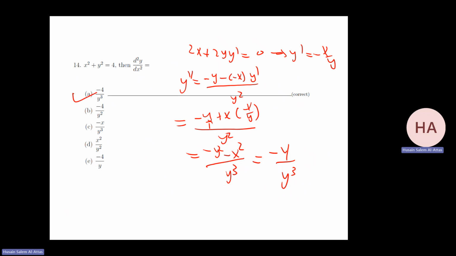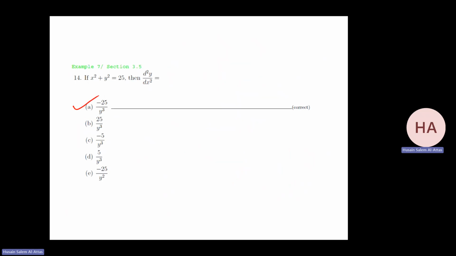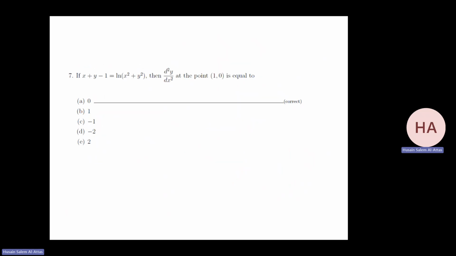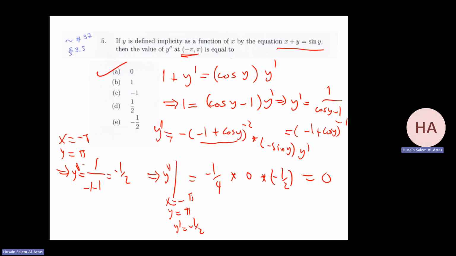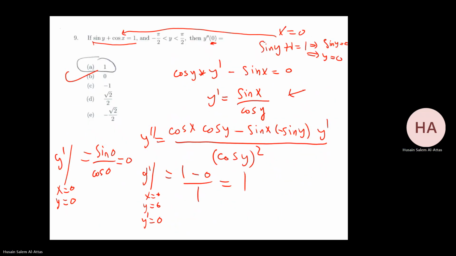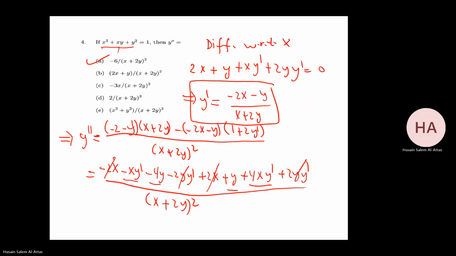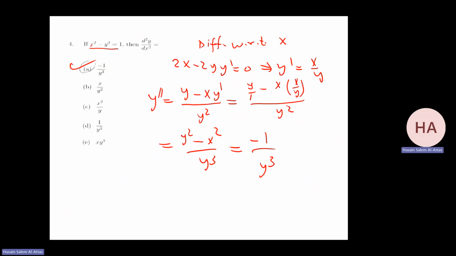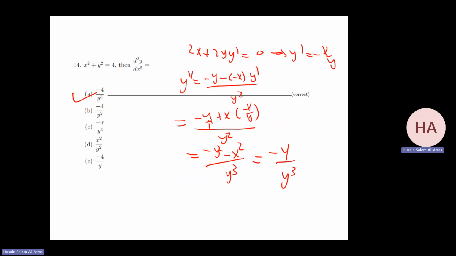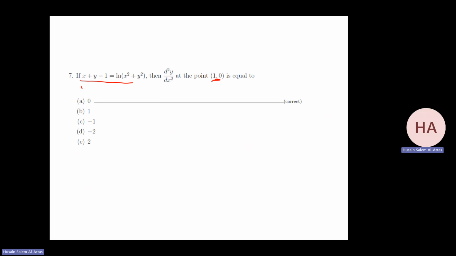This one we did. This one will be the last one, second derivative, but at a point. That will be easy. So differentiate. We did this, x plus y minus 1. No. Okay, let me do it again, no problem. I think we did it for y'. Now we'll do it for y''.